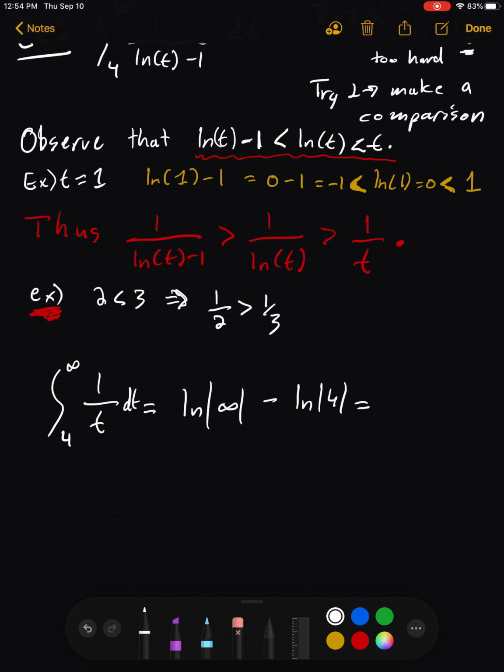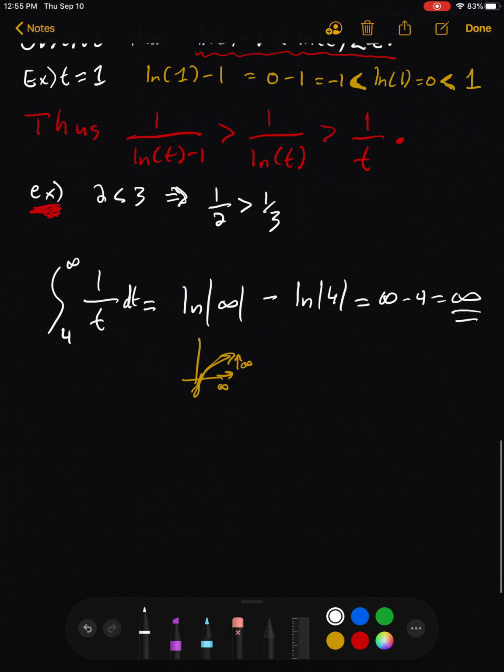What does that equal? Well, the natural log of infinity, the natural log function looks like this. And so it goes to infinity. As we go to infinity this way, we go up infinity. It just goes really slowly is the thing. But because of that, I end up with infinity minus 4 or just infinity. So the integral from 4 to infinity of 1 over t dt diverges.